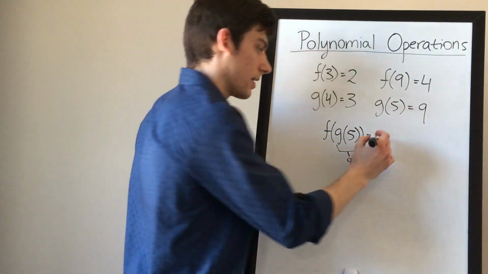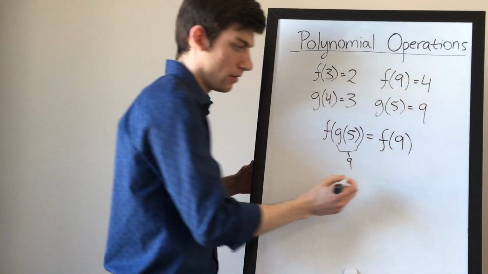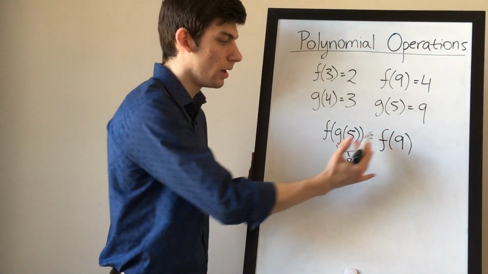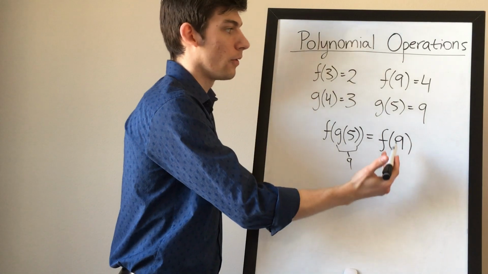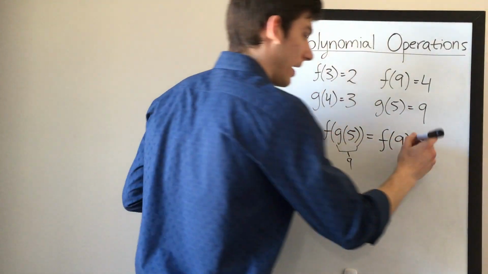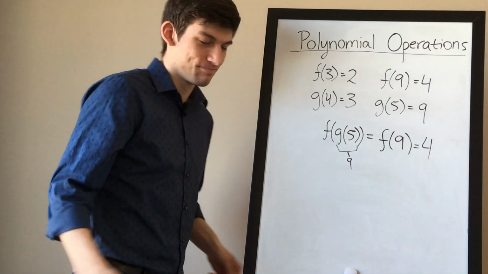We can rewrite this as just f of 9. Right? That makes sense. We just took this, we know what it's numerically equal to, and we replace it. Okay, so now we're just looking for f of 9. We are given that. We're given that f of 9 is actually equal to 4. And so the answer to this problem would just be 4.